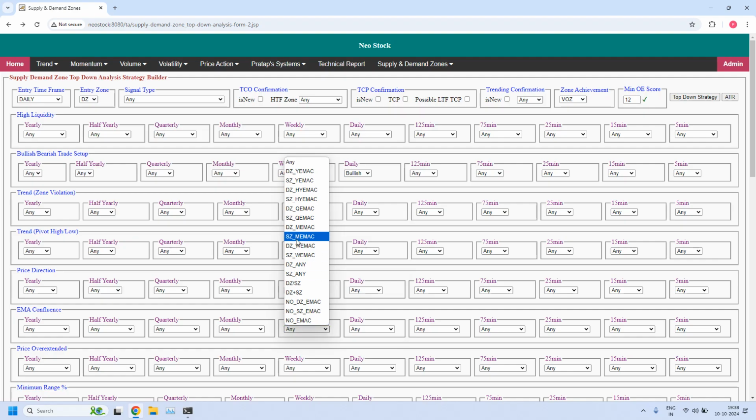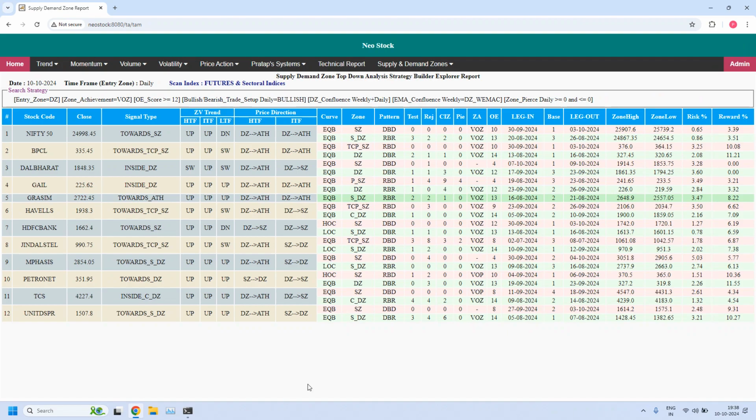Weekly trend is up. So if the weekly demand zone is having weekly EMA confluence, it's a high probability. 12 stocks are filtered. In all these 12 stocks, the daily zone is part of weekly, and the weekly demand zone is having weekly EMA confluence.